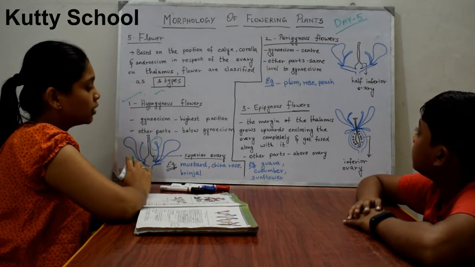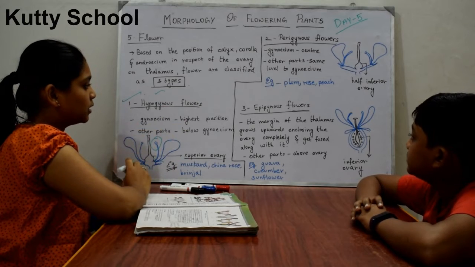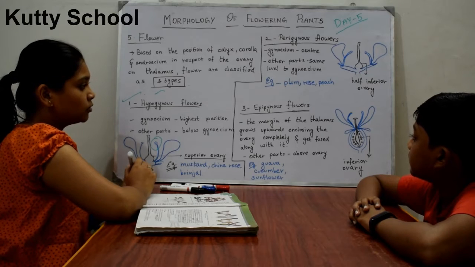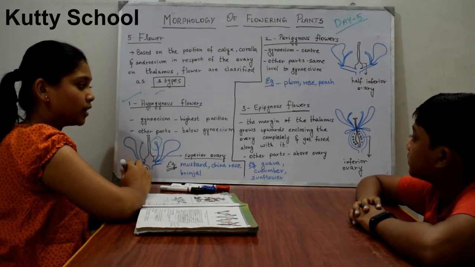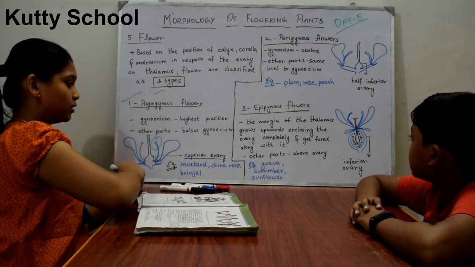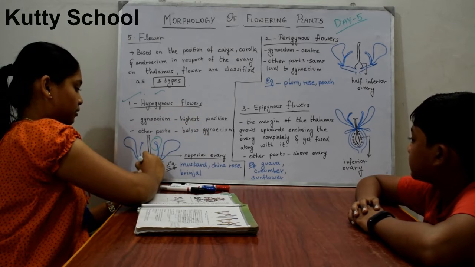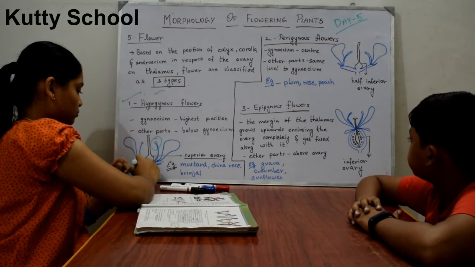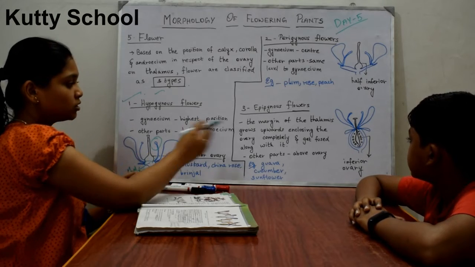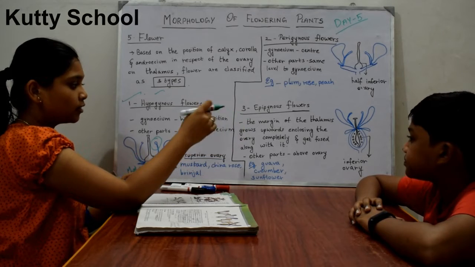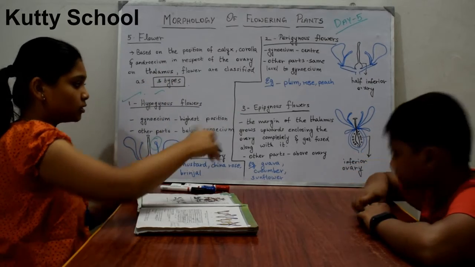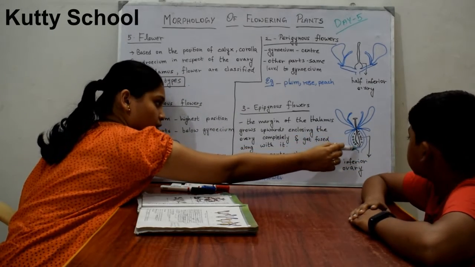Next one is epigynous flowers. This is the third type of arrangement in flowers. Here the margin of the thalamus, you know the thalamus, right? This is the thalamus. It grows upwards enclosing the ovary. So it covers the ovary.